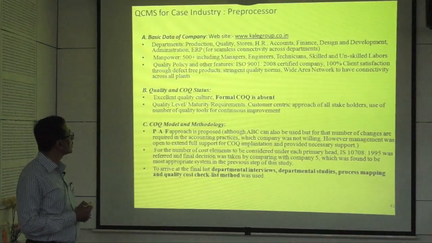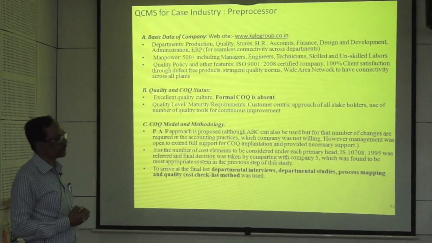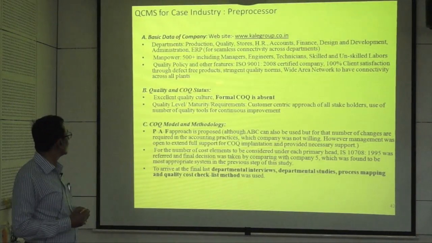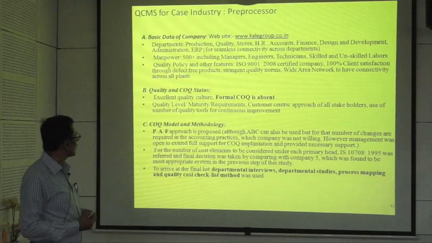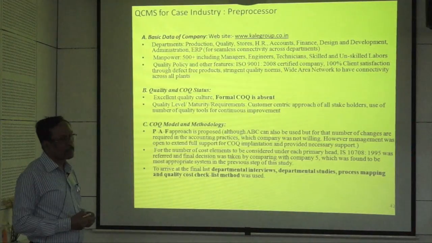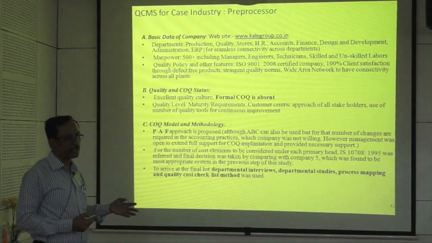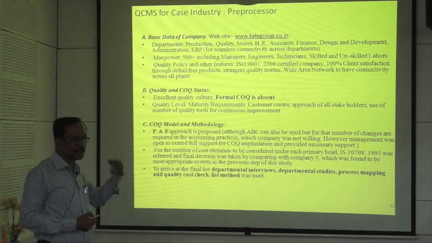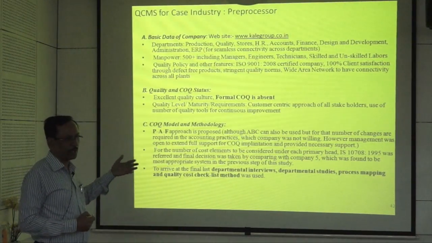So in the pre-processor stage, I have collected this data for that particular company. This shows the company characteristics. Their logo is 100% client satisfaction through defect-free products, stringent quality norms. They have ISO certification. As for quality and cost of quality status, they don't have a formal cost of quality system, so that's why I have chosen this. The methodology used here is the PAF methodology, because ABC can also be used in the advanced manufacturing environment as indicated in the literature, but for that, the accounting practices should be in that line only. That was a difficult task, so I said I will use the most popular model here.